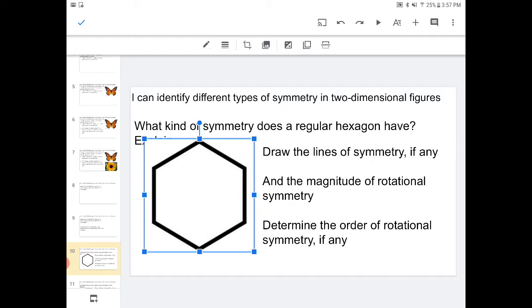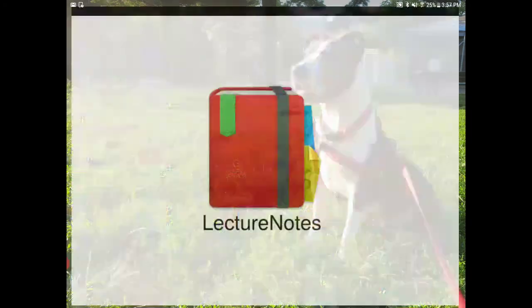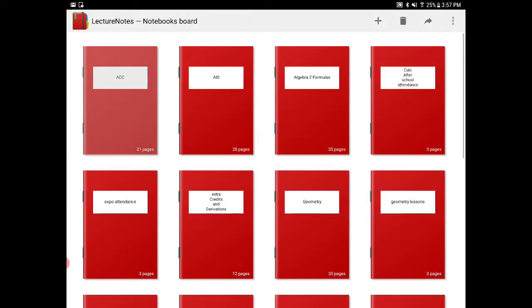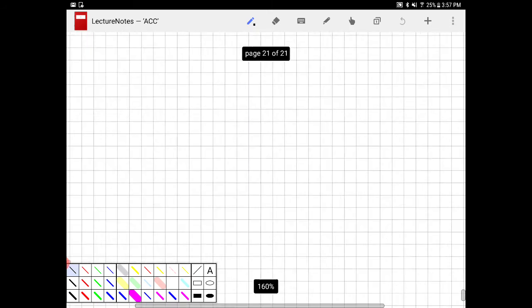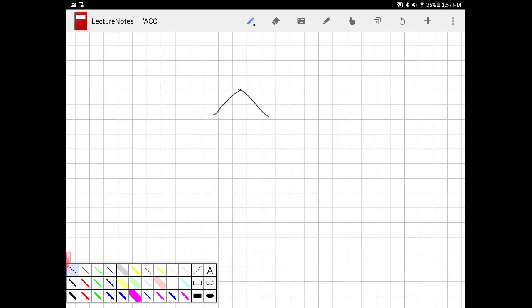So let me draw this really quickly because I'm not able to draw in the Google Slides. If I have a hexagon, the lines of symmetry will be 1, 2, 3, but then we also have 4, 5, and 6. 6 lines of symmetry.